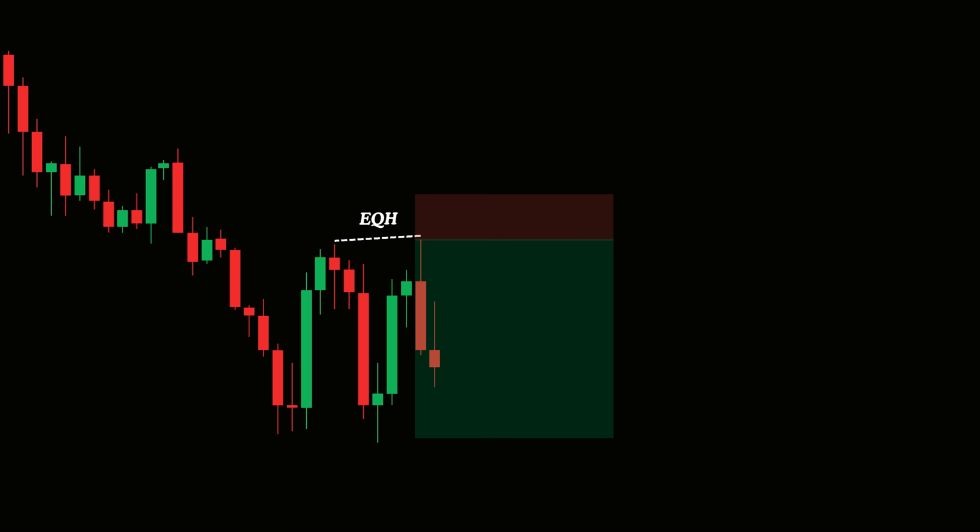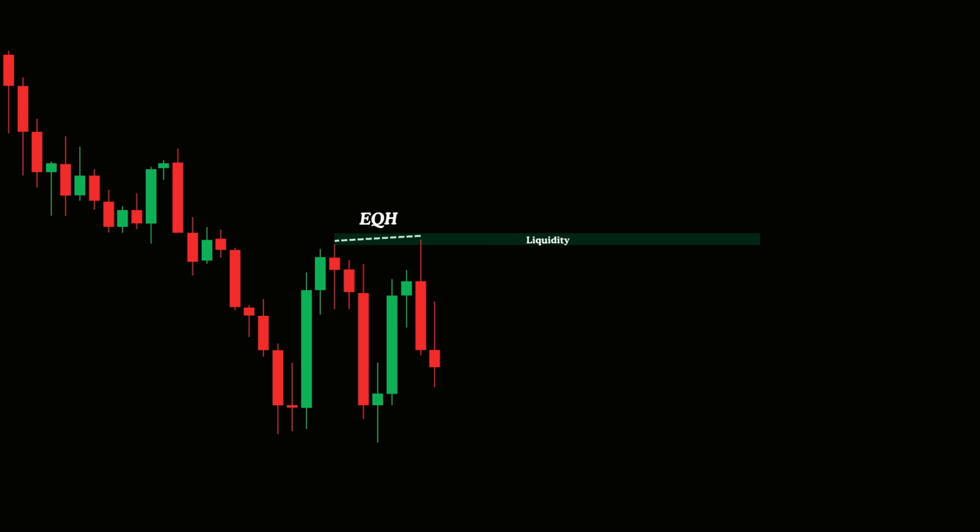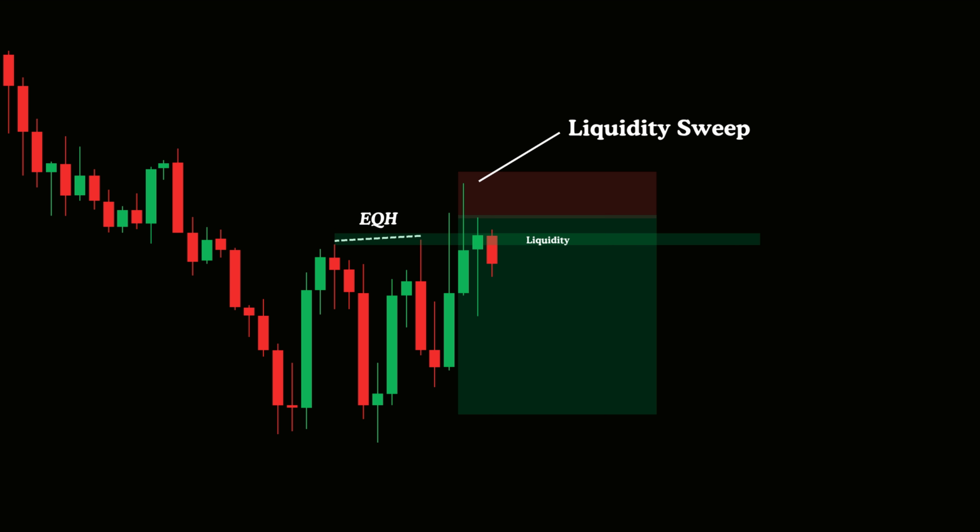For example, when price tests the same high 2 or more times but fails to break higher, equal highs are formed. These levels often act as psychological zones where many retail traders place their stop losses just above the highs, anticipating a reversal downward. Smart money, however, views these zones as liquidity pools, clusters of pending stop orders where manipulation is likely. When price makes a sudden move to take out these equal highs or lows, the action is known as a liquidity sweep. This sweep often signals a potential reversal, especially downward after equal highs are taken.